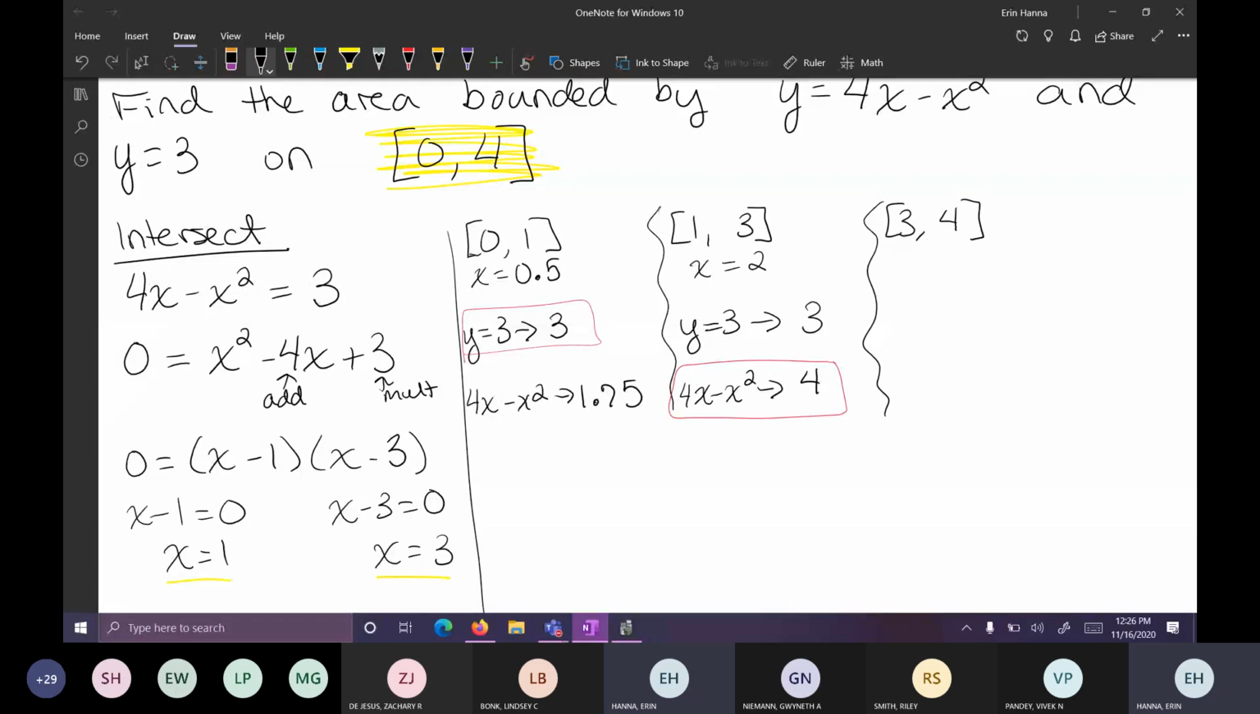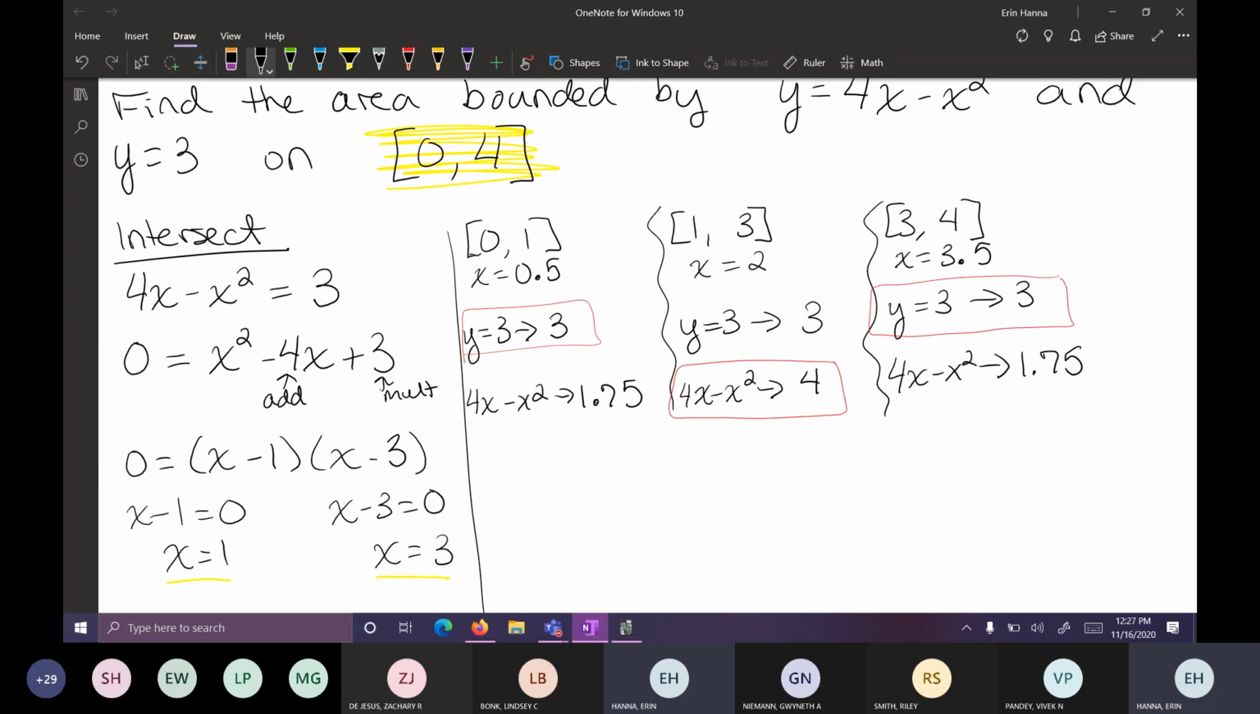And again, I think I've said this before, don't assume that they're going to switch. Sometimes they don't. It's very often that they will switch. There are very few situations where it won't switch, but don't just assume that it does. And then we need to pick a number between 3 and 4, so I guess 3.5. We plug that into y equals 3. Again, that's just always going to give us 3. We plug it into 4x minus x squared. We get 1.75 again. I guess this is kind of a symmetric-ish function. But that means our y equals 3 is going to be back on top.